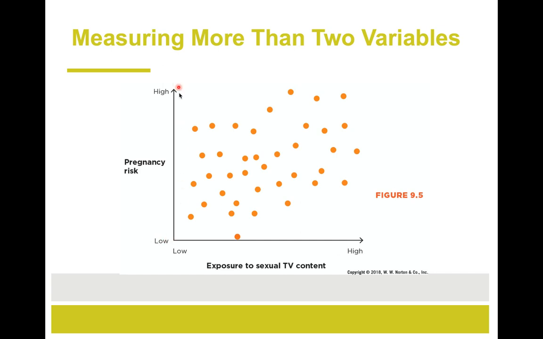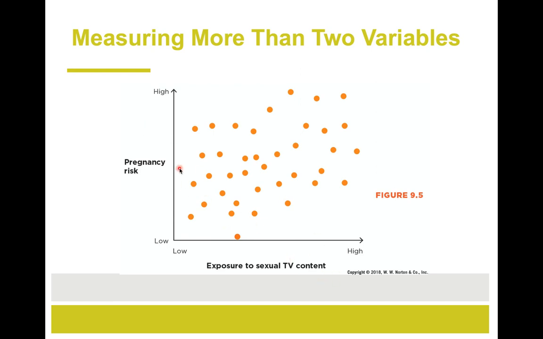And on the y-axis, we have risk of pregnancy. Some people will be at low risk of pregnancy based on their behaviors. Some people will be at high risk of pregnancy based on their behaviors. And if we just look at these two variables, we see a pretty solid positive correlation. We might describe this as a moderate positive correlation. This is obviously our line of best fit, which kind of tracks my laser pointer right here, right? That means the more sexual content you consume, the higher your risk of pregnancy. And the less sexual content you consume, the lower your risk of pregnancy.